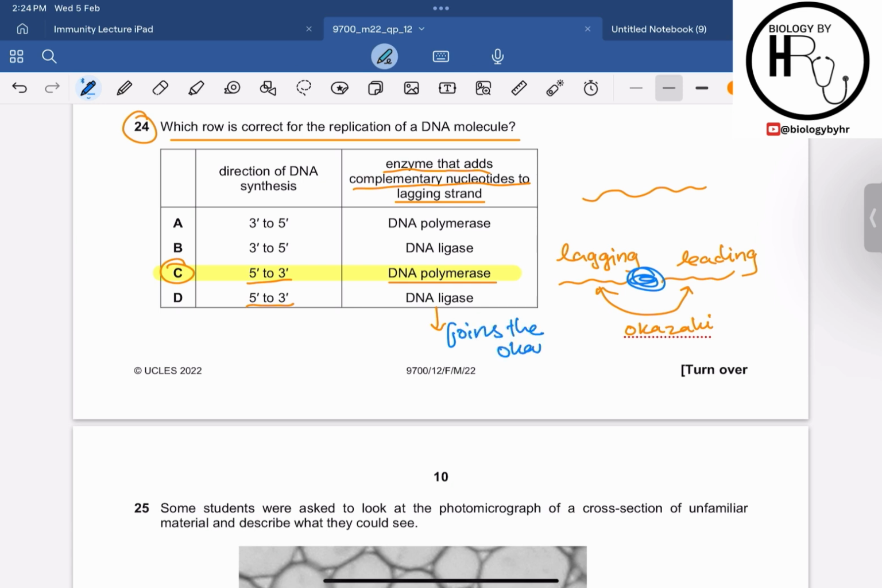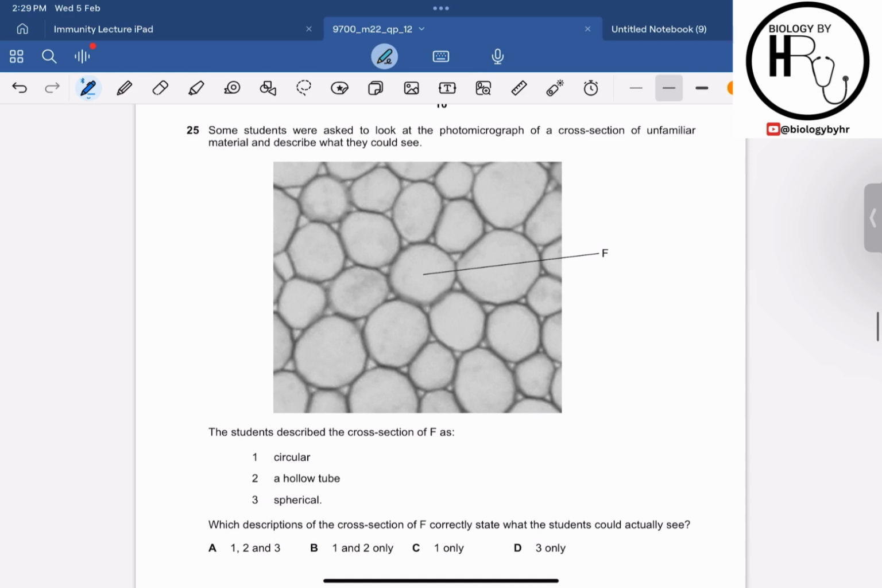It joins the Okazaki fragments, right? I hope that this is clear to all of you. Now question 25 says that some students were asked to look at the photomicrograph of a cross section of an unfamiliar material and describe what they could see.